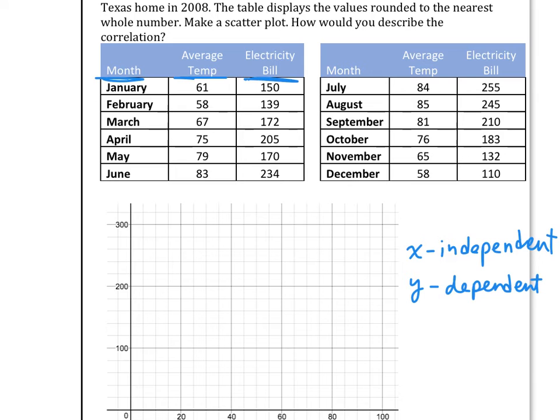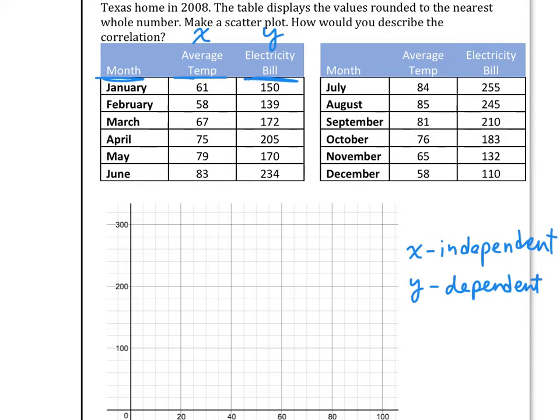So you ask yourself, which one would be independent and which one would be dependent? The electricity bill depends on the temperature, because usually what happens is if it's hot, then you would turn on the AC, and so the electricity bill would be higher. So then we can say that the average temp is X and the electricity bill is Y.